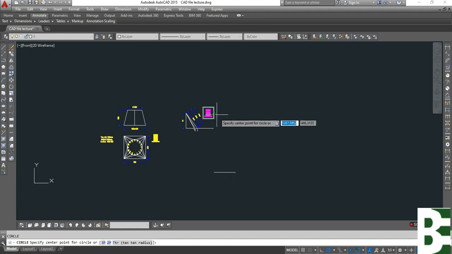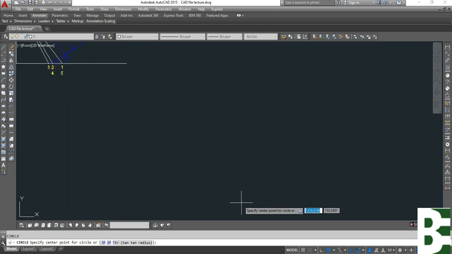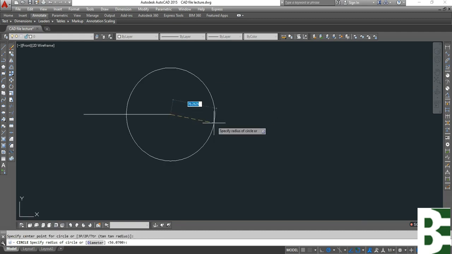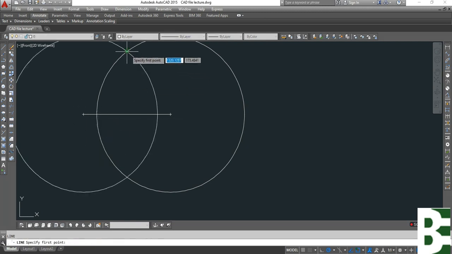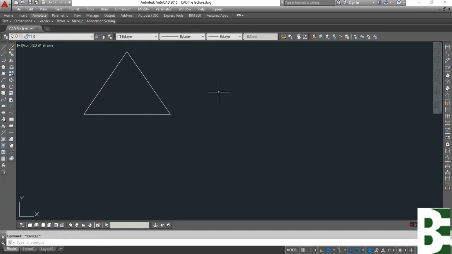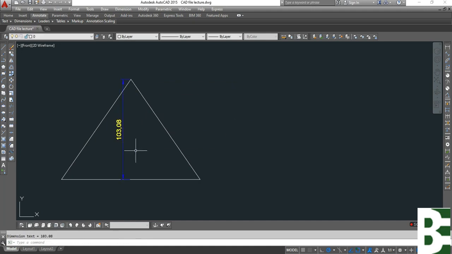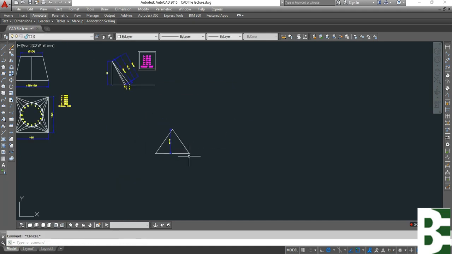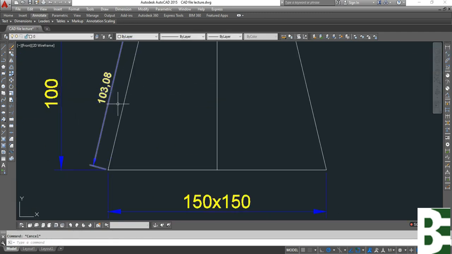I'll draw 150 millimeter horizontally, and from both sides, number 1 and number 5, I will draw this distance, 127.48, and the same distance. Where they are touching the both circles, I'll draw a line from corner to corner. Now this distance should be matched with this distance. This is the taper line.